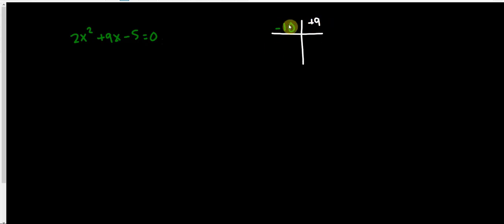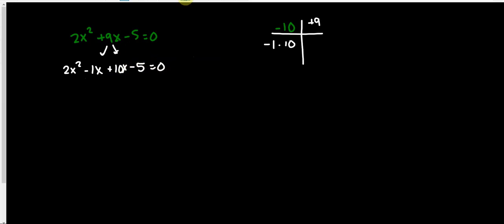Let's see. What things multiply to 10? Add to positive 9. How about negative 1 and positive 10? Does that work? That is negative 10. That is positive 9. So we will split this 9x up into a minus 1x and a plus 10x. So 2x squared minus 1x plus 10x minus 5. Don't forget to bring down everything else equals 0.